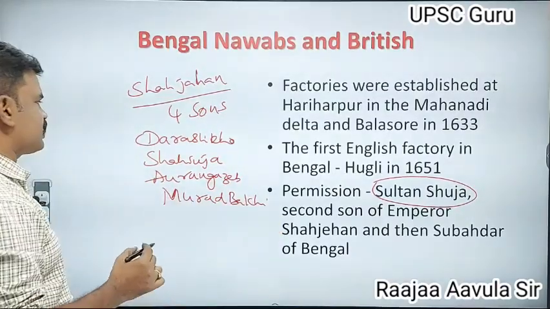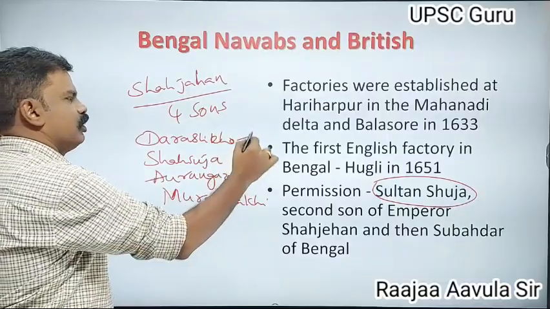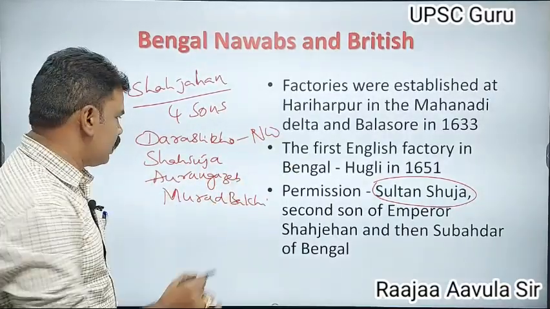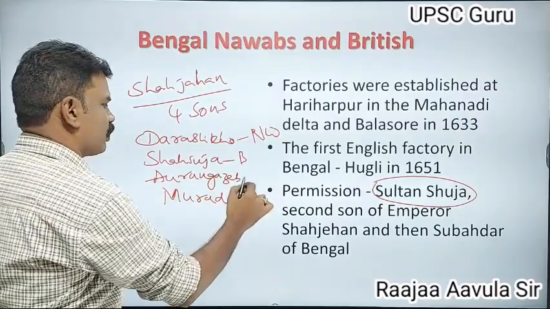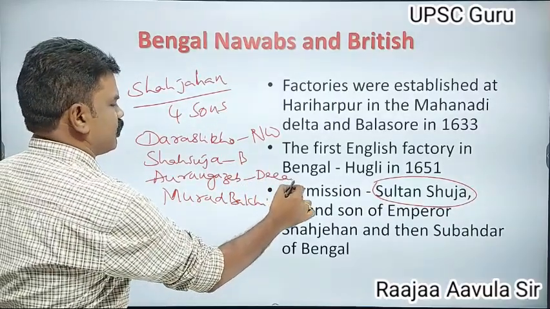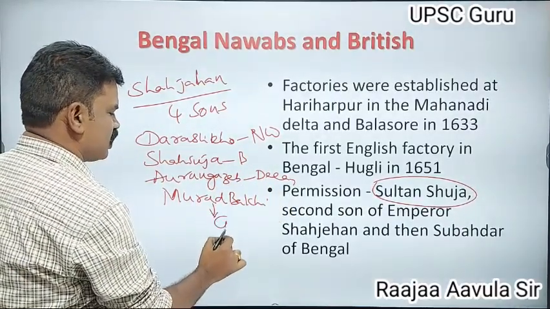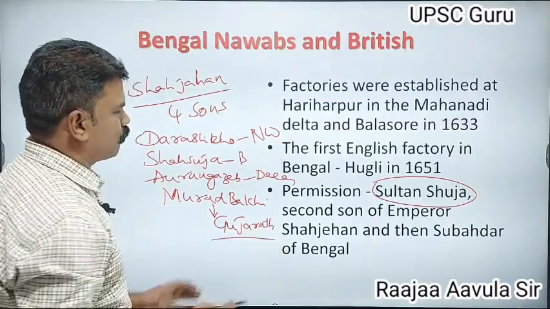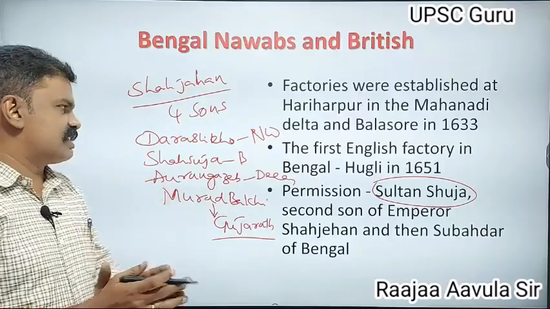During the Shah Jahan period, Dara Shikoh was governor of the northwestern frontier provinces, that is Punjab and Sindh area. Shah Shuja, Bengal. Aurangzeb was in the Deccan. Murad Bakhsh was in Gujarat. So, 4 regions, 4 provinces.